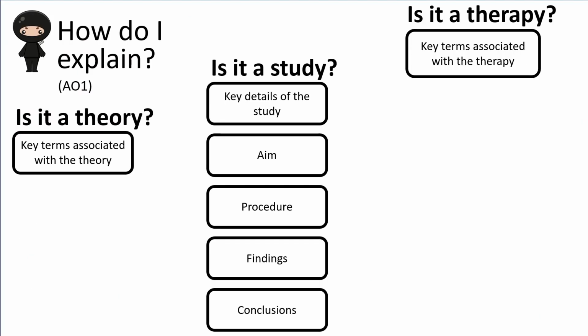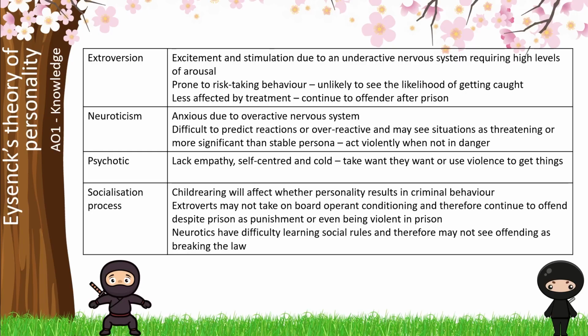So, when we're thinking about personality, we want to bear in mind that this is a theory, and therefore to get our AO1 marks, we're explaining key terms associated with personality as an explanation. We're going to focus primarily on Eysenck's theory of personality, and therefore it breaks down into these 4 key components to talk about: extroversion, neuroticism, psychoticism, and socialization process. With each of these, it's really important that we focus on how this results in crime specifically.